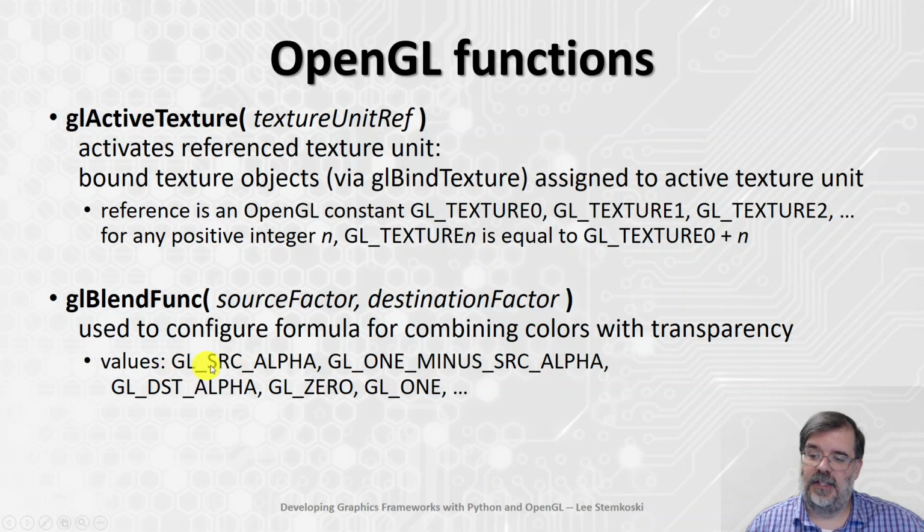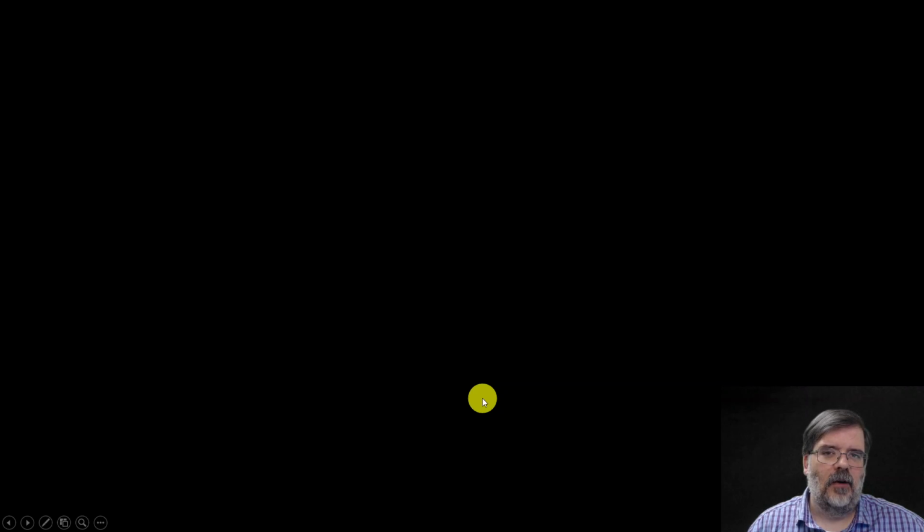So they include GL_SRC_ALPHA, GL_ONE_MINUS_SRC_ALPHA, that would take the alpha component of the source and subtract it from 1. The destination alpha, you could do 1 minus destination alpha. You could just do a constant of 0 or a constant of 1, although if you're blending colors, you might not want to do that.